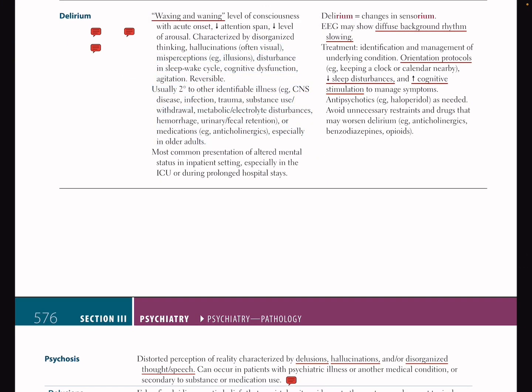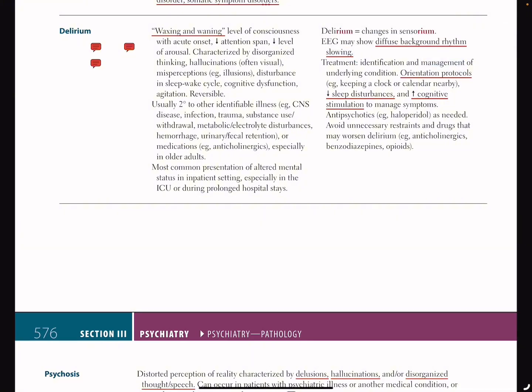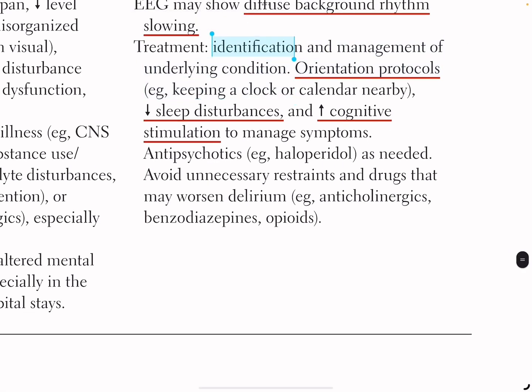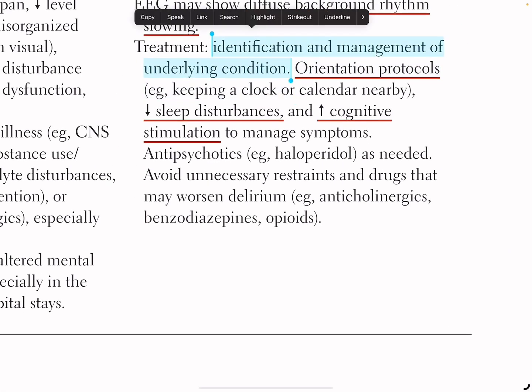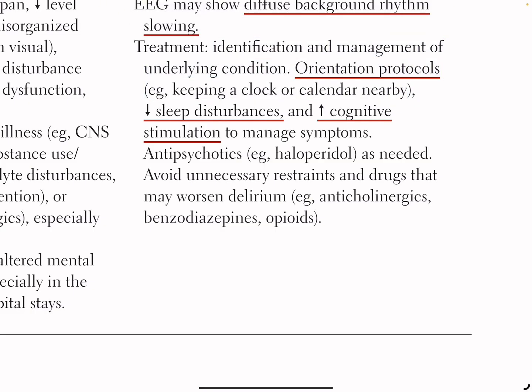Exactly. And during prolonged hospitalization, so they tell you that a patient was transferred to the hospital, and after the first day he was disoriented, started being a bit anxious and aggressive. So delirium, changes in sensorium. ECG may show diffuse background slowing. Treatment is identification and management of the underlying condition. They'll tell you that a patient was normal and going through dialysis, and after 1 day she became uncooperative and hit the nurse with her hand without meaning to, and her temperature was high, so maybe she had pneumonia and delirium.